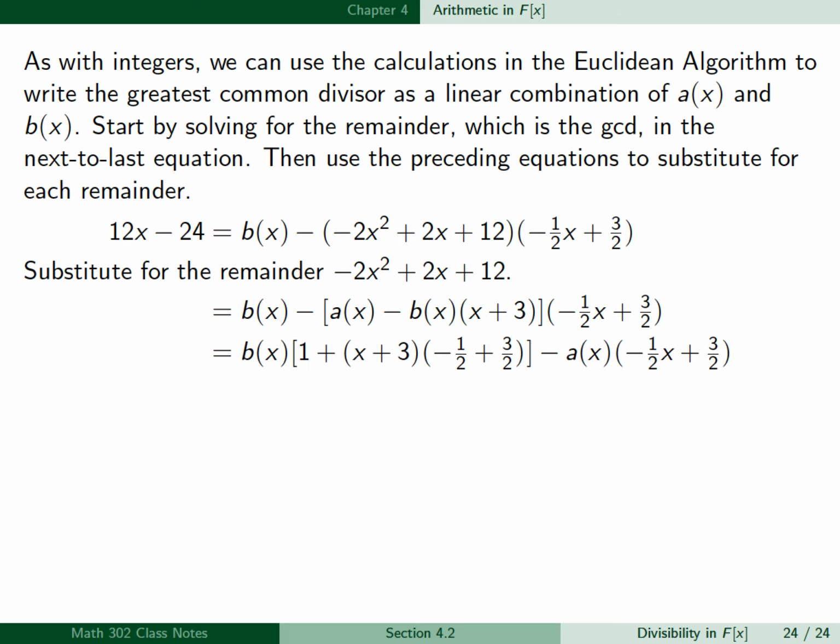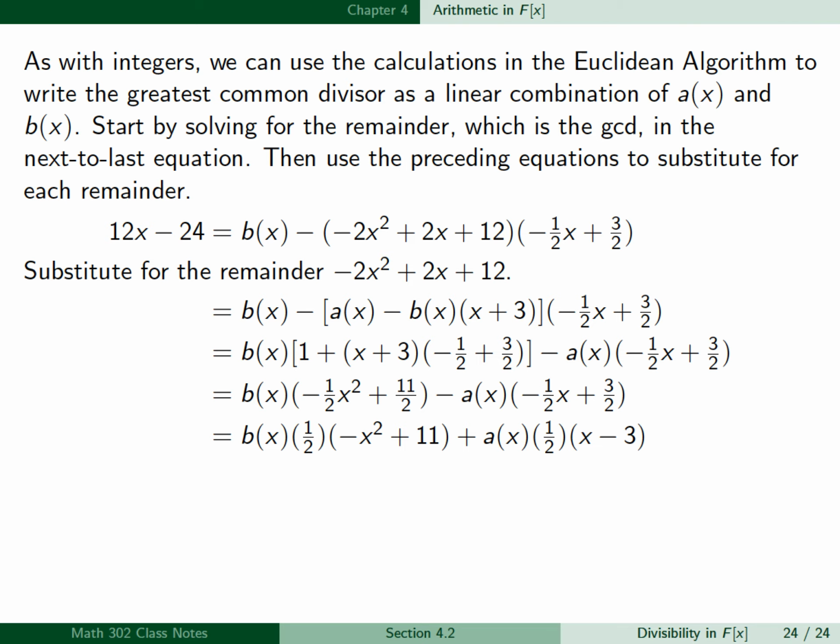Multiplying out the terms on the right side and collecting the terms involving b of x, we obtain b of x times 1 plus x plus 3 times minus 1/2 x plus 3/2, and then minus a of x times minus 1/2 x plus 3/2. And then multiplying out the terms in the brackets and collecting like terms, we obtain b of x times minus 1/2 x squared plus 11/2 minus a of x times minus 1/2 x plus 3/2.